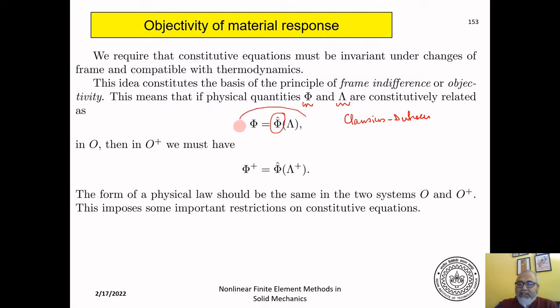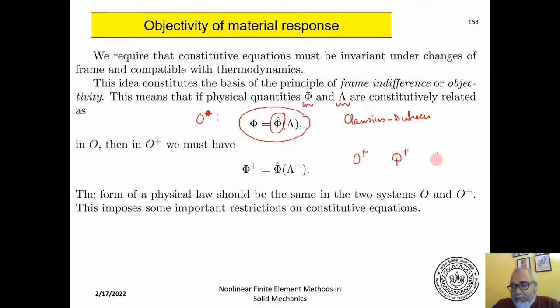Now let this be the constitutive equation seen by the observer O, and then for observer O plus, the constitutive relation should be phi plus, which is the transformed version of phi in the coordinate system of this observer. That means if phi is a scalar, phi plus and phi are equal. If phi is a tensor, then phi and phi plus are related by Q phi Q transpose, and so on.